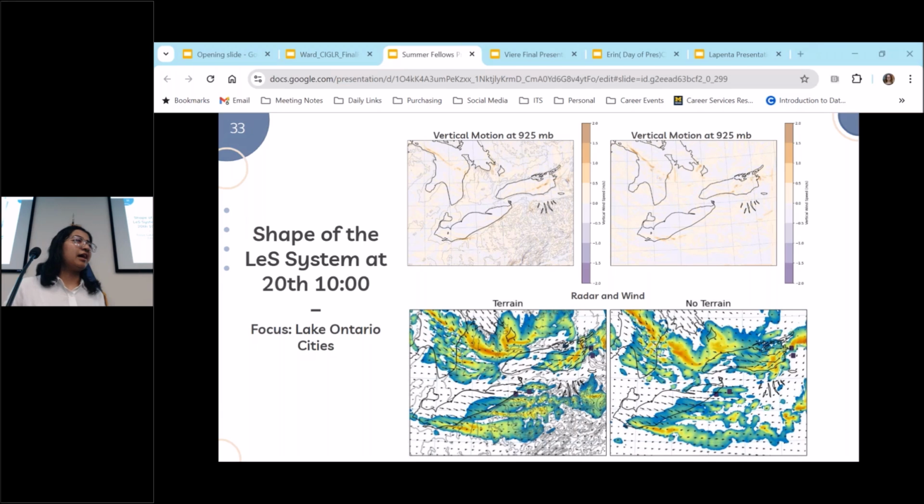But when we look at an hour before the wind shifted, we see that it is indeed quite a broad coverage storm and doesn't really have those long lake axis parallel band lines. And so what this means is that before the wind shifted, the storm for the Lake Ontario cities was a broad coverage storm. And when the wind shifted, it pushed the wind into the terrain and created convergence lines there.